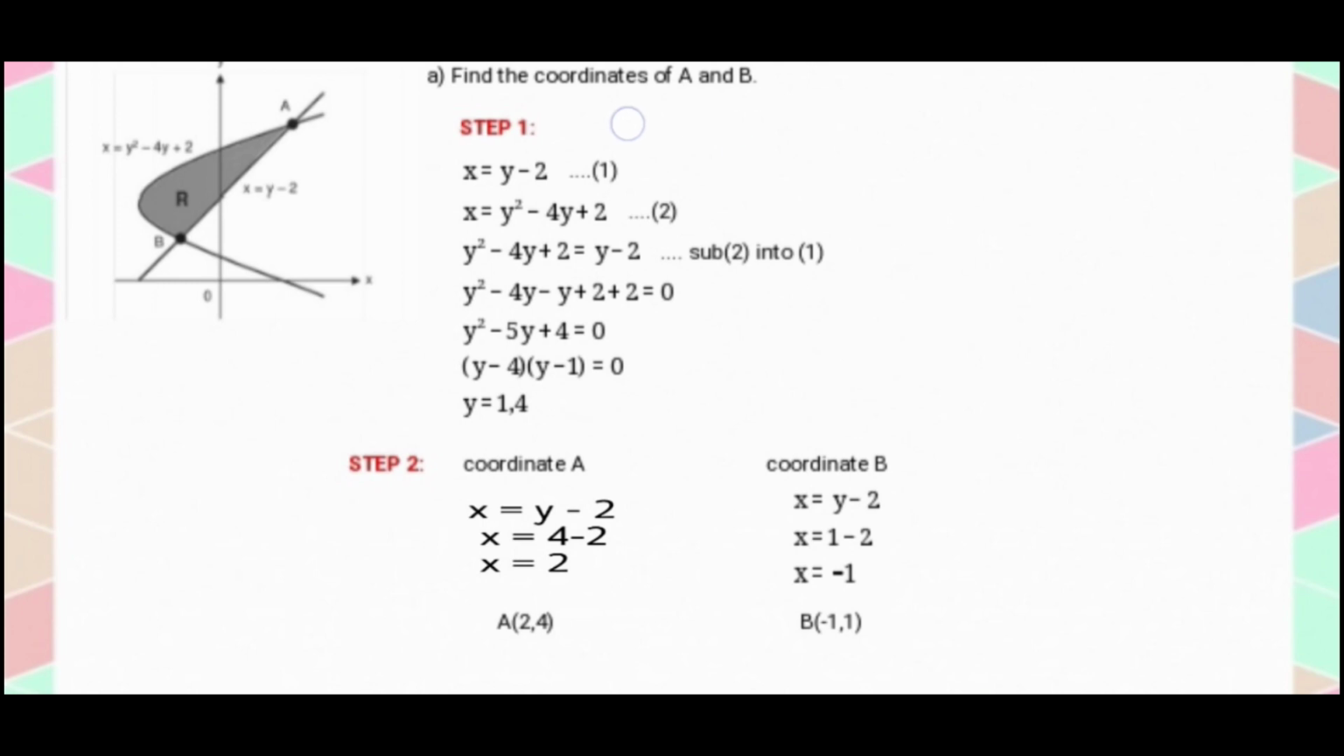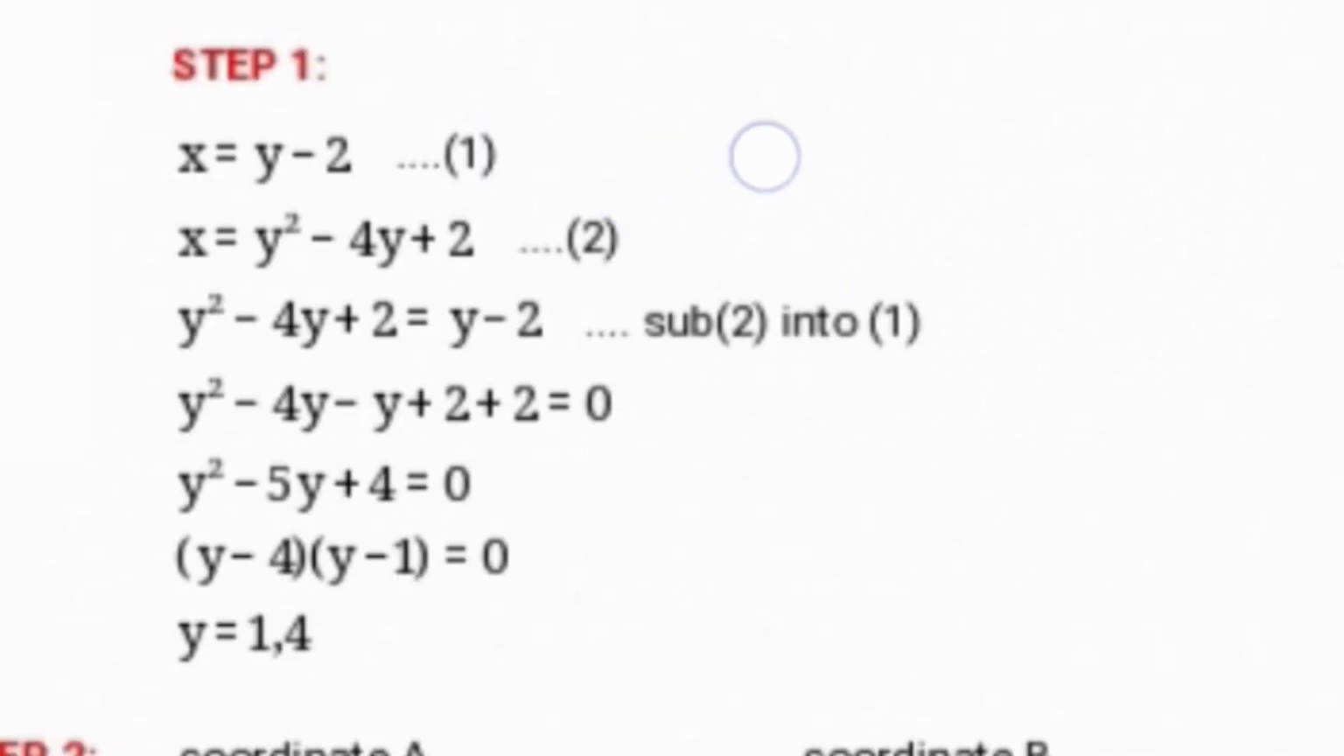If you can see the diagram, there are two equations of x. So we need to identify which one is equation 1 and which one is equation 2. After we identify the equations, we need to substitute equation 2 into equation 1. So we will get this equation, and then we solve this.